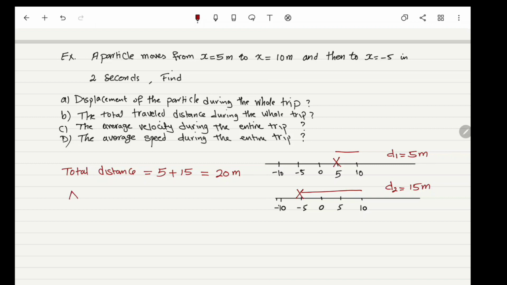But the displacement in this case, as we mentioned, we only concern about the initial and final position. So this is the final position here, and this is the initial position here. So the displacement is equal to x2 minus x1. In this case, the displacement x2, or x final, minus x initial, equals minus 10 meters.